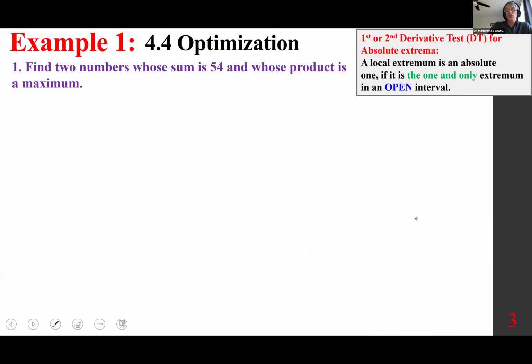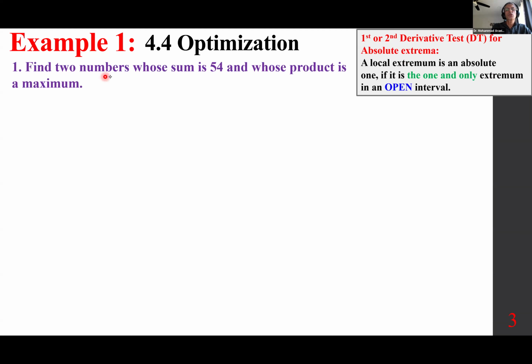I want to discuss optimization problems. And to do that, first I want to remind you that whether we use the first or second derivative test, if we have one extremum and it's on an open interval, a local becomes absolute. Here are a few examples as far as the concept is concerned.